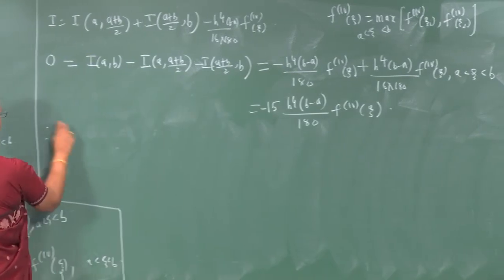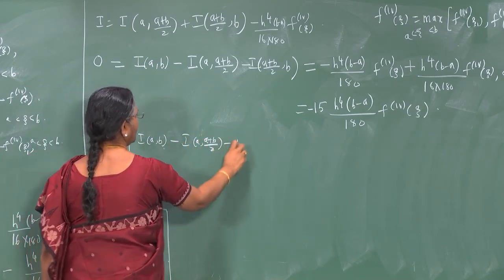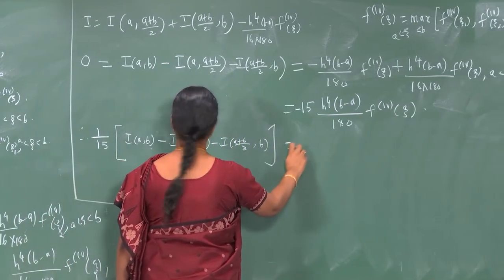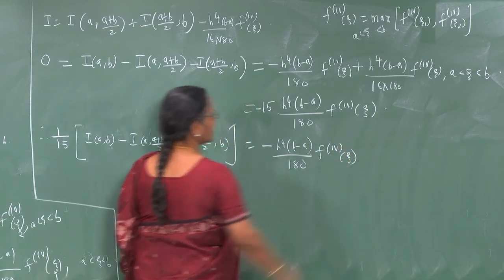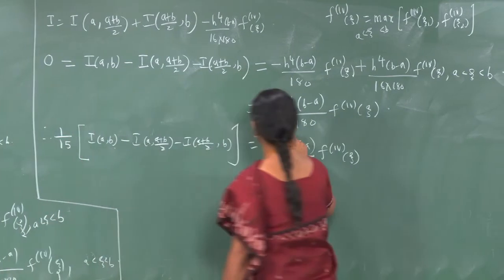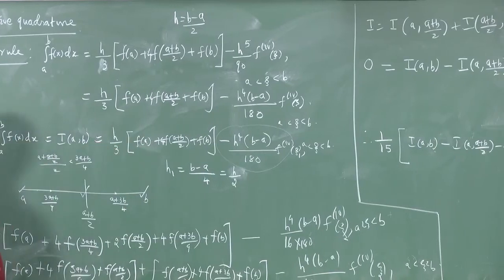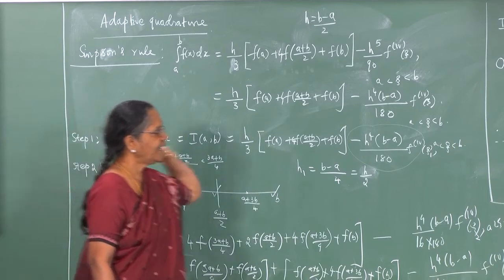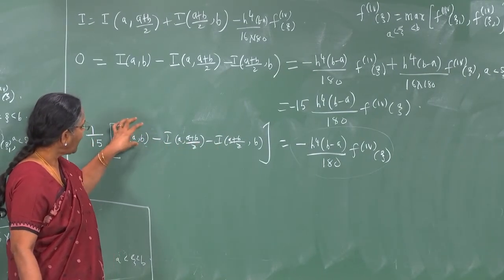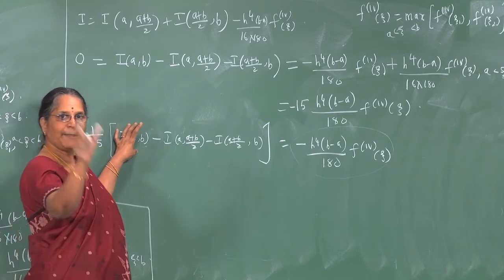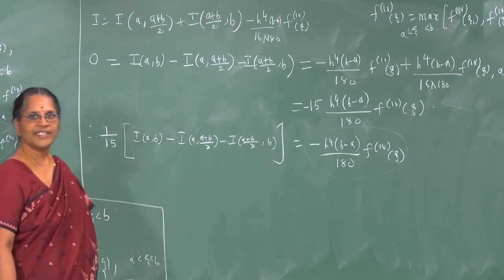or in other words you get 1 by 15 of I of a b minus I of a comma a plus b by 2 minus I of a plus b by 2 comma b is minus h power 4 into b minus a by 180 into fourth derivative at psi. What was this? Do you recall? This is essentially the error that you get here in evaluation of this integral I by applying Simpson's rule, and that says that error is 1/15th of the difference between applying Simpson's rule in an interval a b and then applying Simpson's rule in the interval after dividing a b into 4 equal parts. That is what this step says.